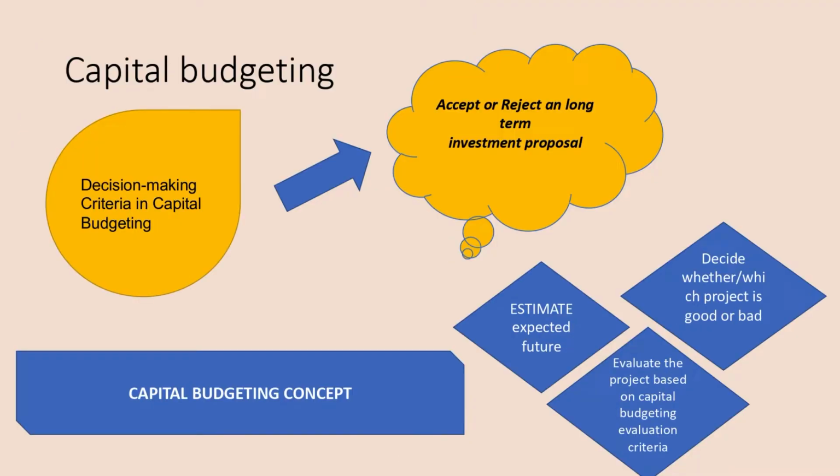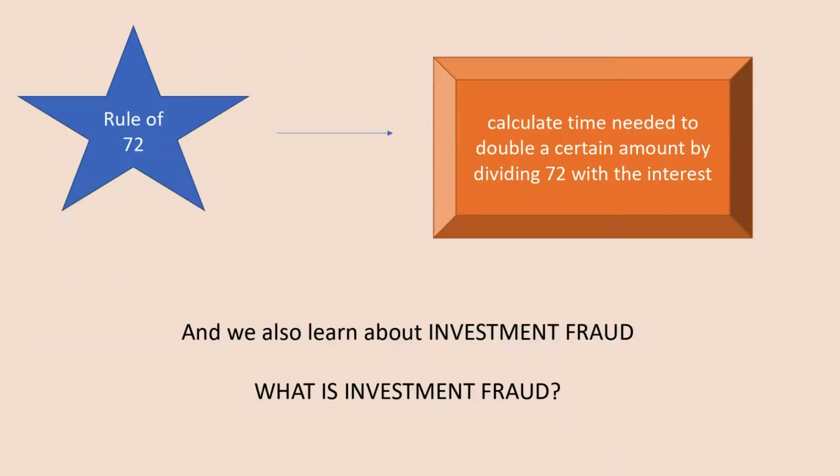Capital budgeting. Decision-making criteria in capital budgeting are to accept or reject a long-term investment proposal. The capital budgeting concept is to estimate expected future cash flows, evaluate the project based on capital budgeting evaluation criteria, and last, decide whether, or which, project is good or bad. Rule of 72 calculates the time needed to double a certain amount by dividing 72 by the interest rate.